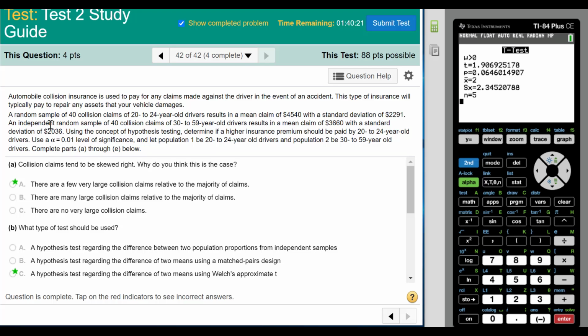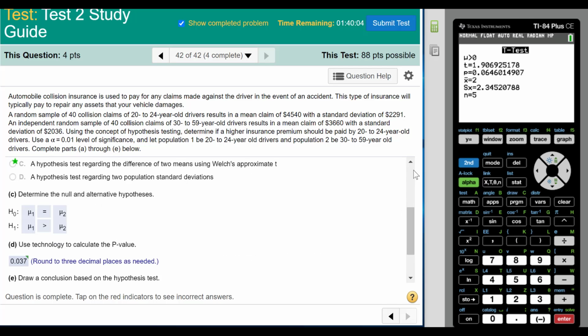Using the concept of hypothesis testing, determine if higher insurance premiums should be paid by 20 to 24-year-old drivers. Test the claim at the 0.05 level of significance. So guys, you need to check if mu1 is greater than mu2, and you can see it's right there.